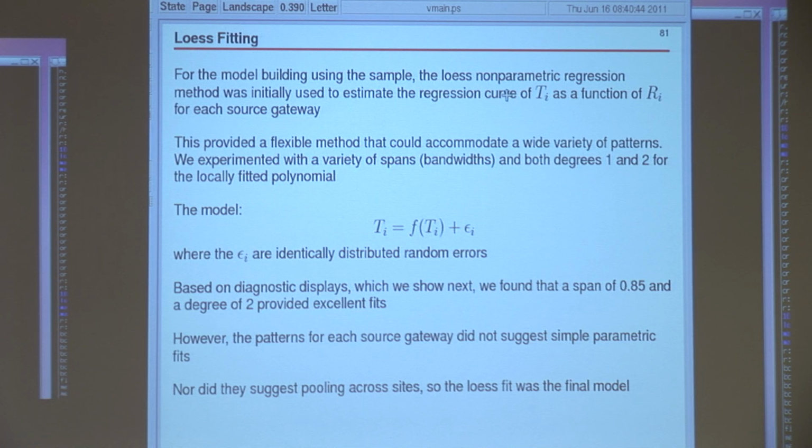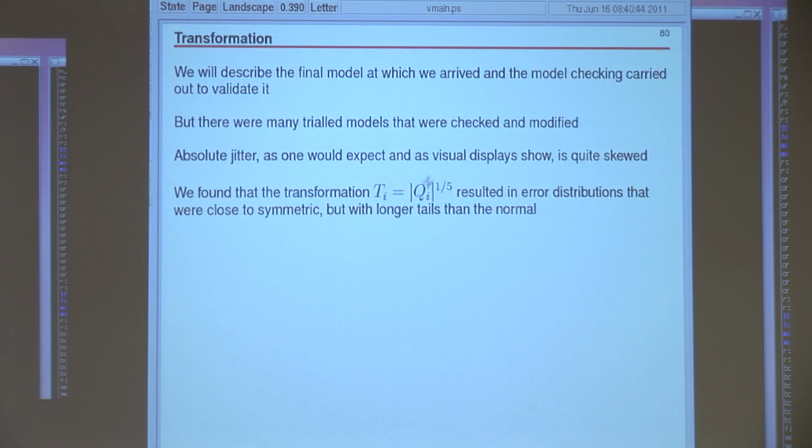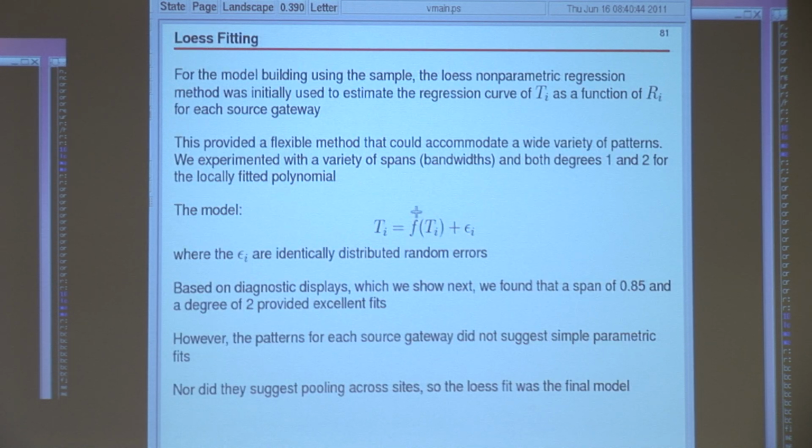So what we decided was, to start, we're going to use the simple lowest nonparametric regression procedure. Nonparametric regression is a term used in statistics; in machine learning, it's local learning. Okay. So to estimate, let's see, what is t sub I? Oh, yes, the notation t sub I is just the 5th root of the absolute jitter. All right, so we have a conceptual model here, which is that for each sending gateway, t sub I equals f of t sub I plus some random errors.